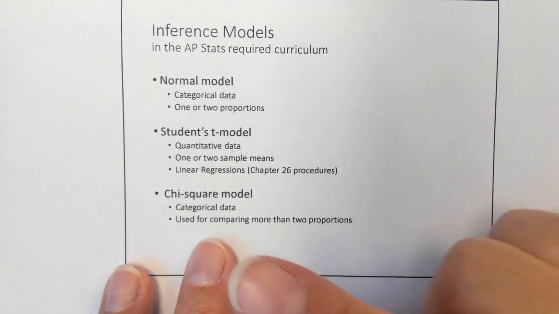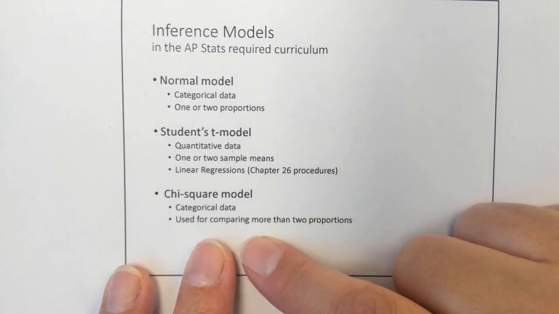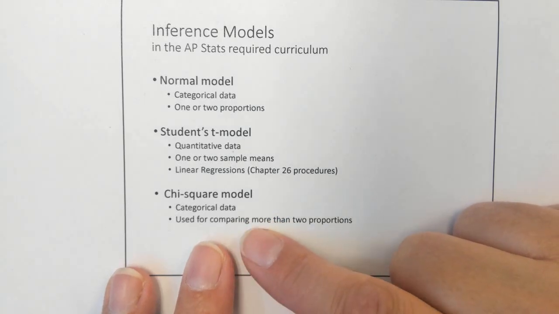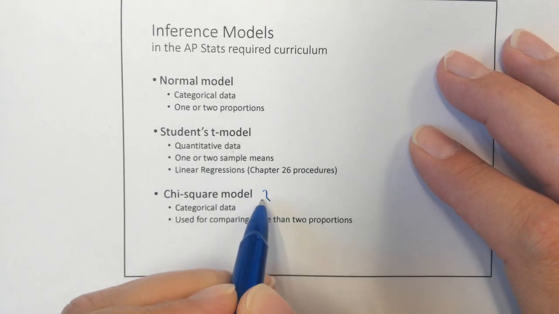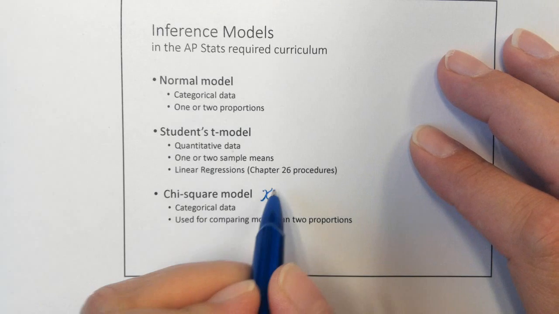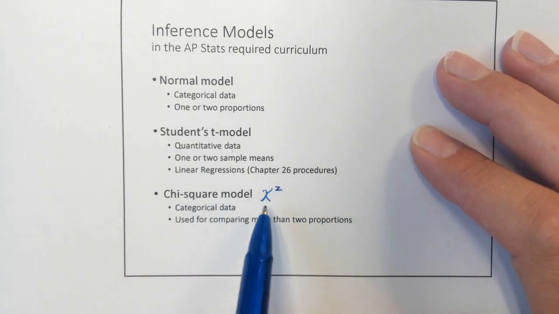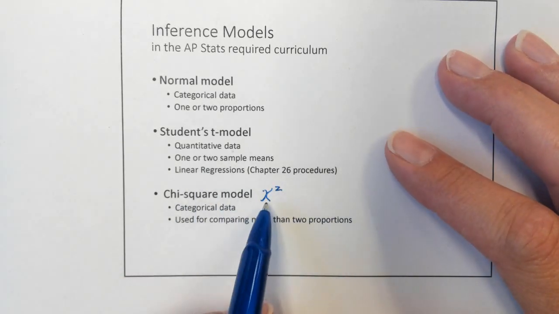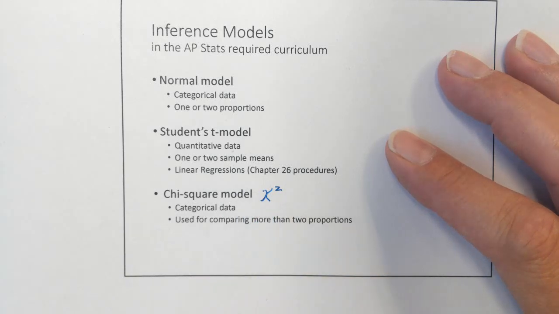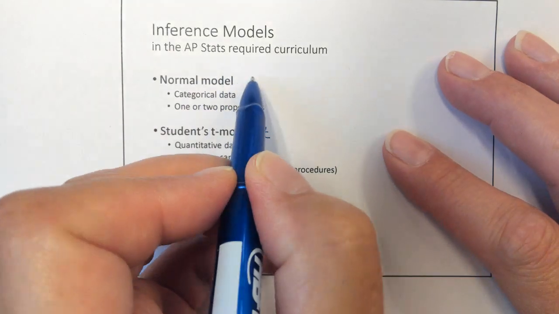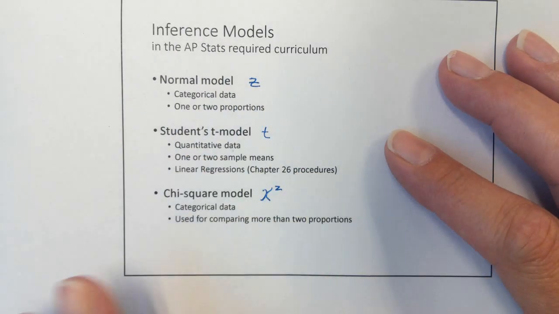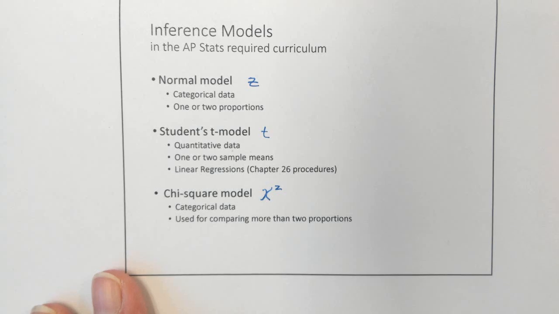And then the last, which is actually the one that we're going to look at today, or start today, is the chi-square model. The Greek letter chi kind of looks like an X, and then of course we put a square on it, so we pronounce this chi-square. And that is our test statistic or test statistic label. In the T model we use T, and in the normal model we would use Z. So we have 3 different names of procedures: the Z procedures, the T procedures, and the chi-square procedures.